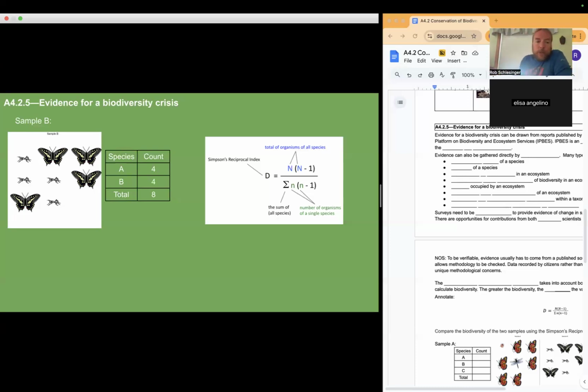All right. So what'd you get for the top line? 8 times 8 minus 1. Boom. And so that's the same as our last one. So it's 8 times 7, and that's going to give us 56. And then we're going to get a different number on the bottom, right? So we've got for species A, 4 times 4 minus 1, and then the same for species B. So that's going to be 12 plus 12. So that'll give us 24. So in this case, it should be 56 divided by 24.